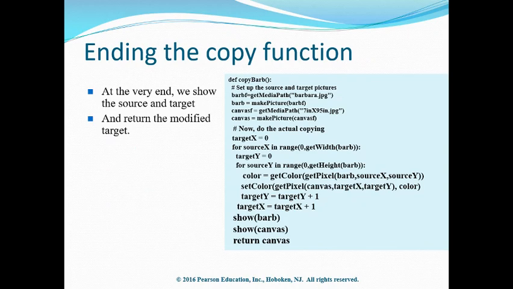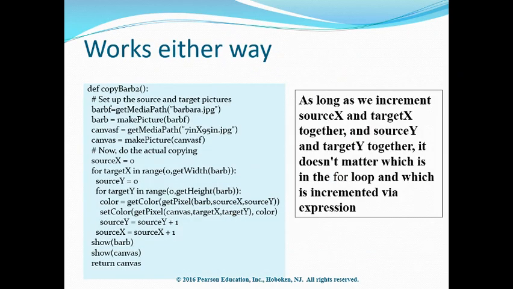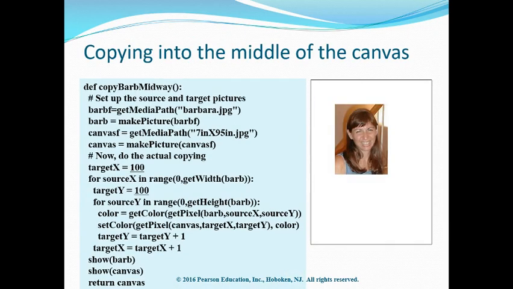Ending the copy function at the very end, we show the source and target, and we return the modified target as well. So it works either way. As long as we increment source x and target x together, and source y and target y together, it doesn't matter which is incremented in the for loop and which is incremented via the expression.